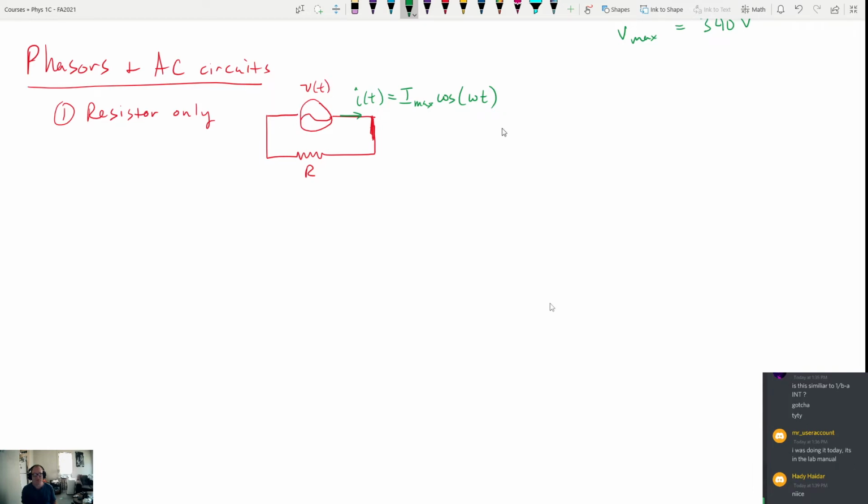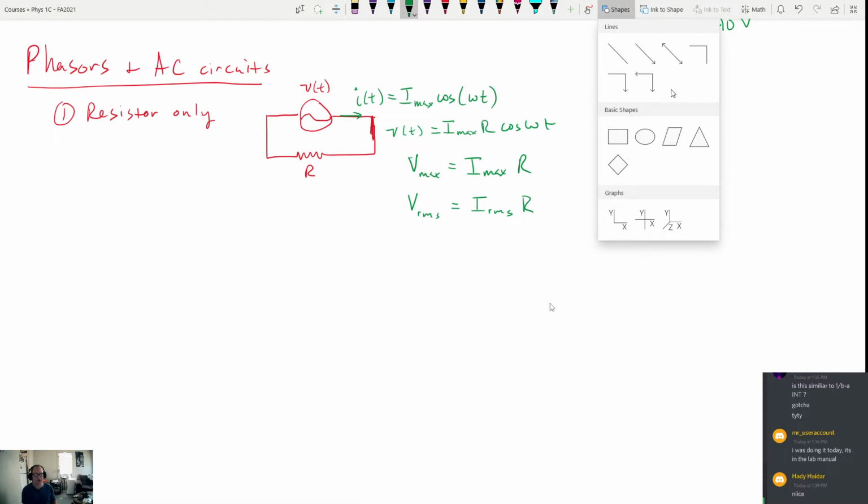Okay, we just saw that if that's the current, the voltage is also then given by basically this, which means in this type of circuit, V max is equal to I max times R. Interestingly enough, if we replace these with their RMS versions, you still get the same answer. VRMS is also going to be equal to IRMS times R in this circuit.